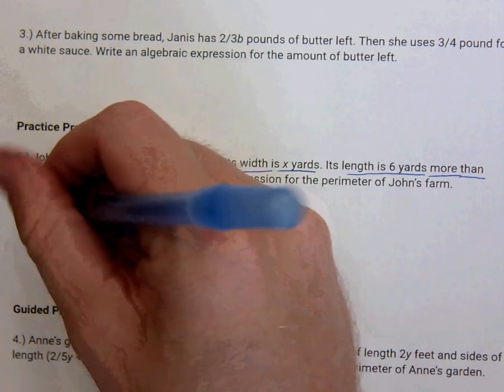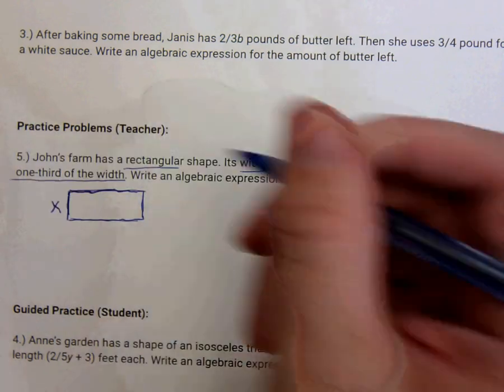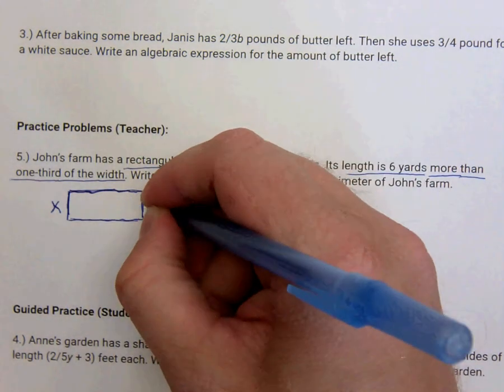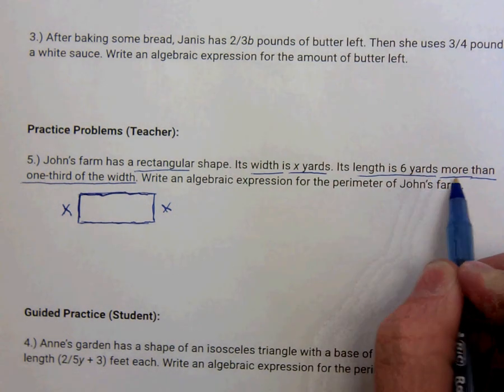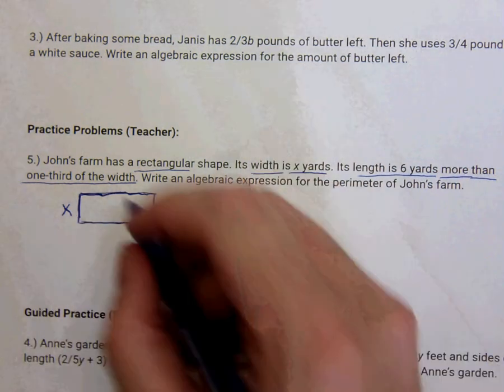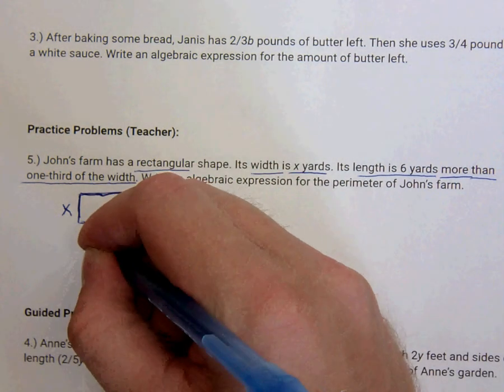Alright, so the width is x. So this is my width, so that's x. And remember, if one side's x, the other side's x, because this is a rectangle. The length is 6 yards more than 1/3 of the width. So remember, the width is x. So I'm going to start there.